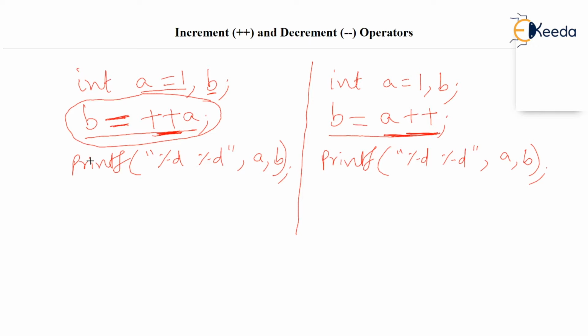Let's get back to this statement. We know a is 1 and b is not known.